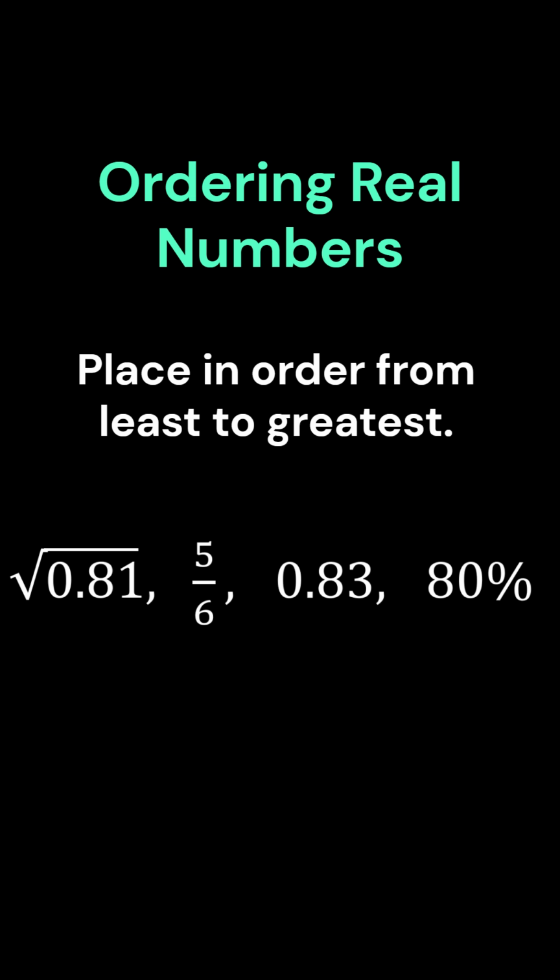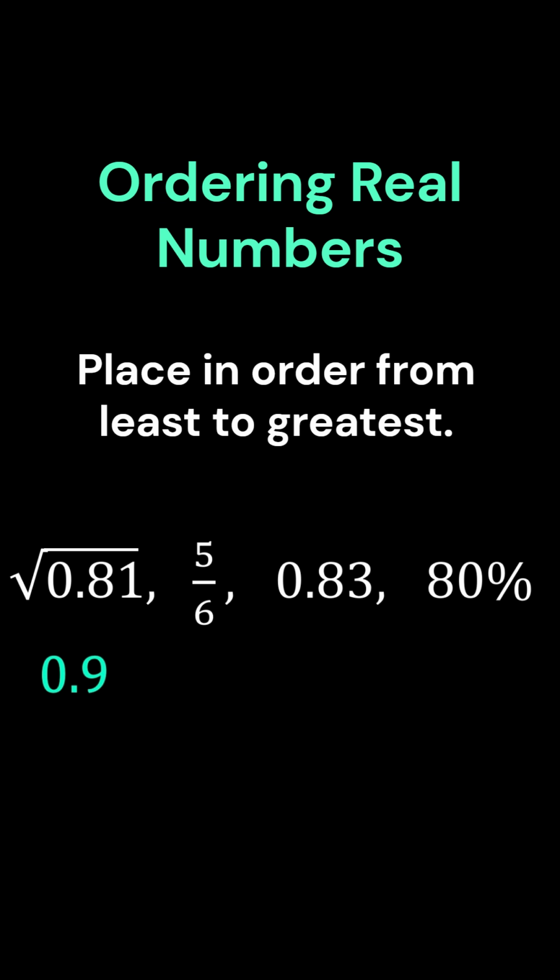In this example, we have fractions, decimals, percents, and square roots that we'll be placing in order. To do that, we first have to put each of these numbers in decimal form, starting with the square root of 81/100ths. You can do the square root with a calculator, and the square root of 81/100ths is 9/10.